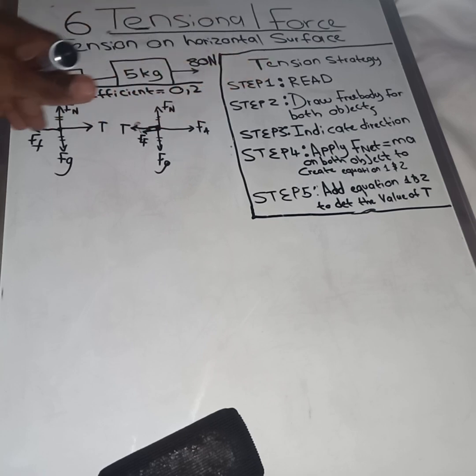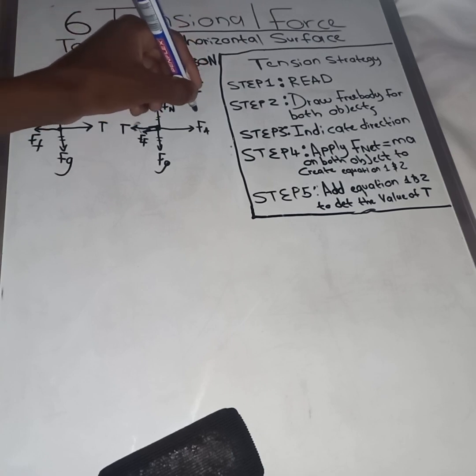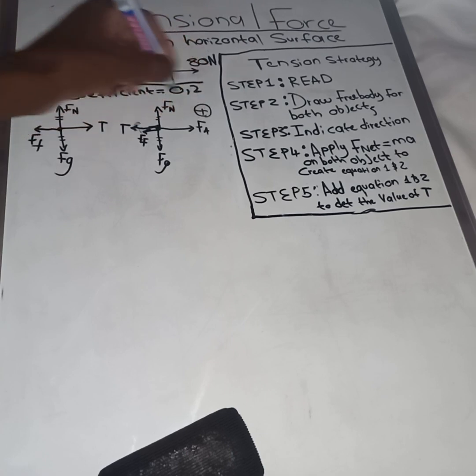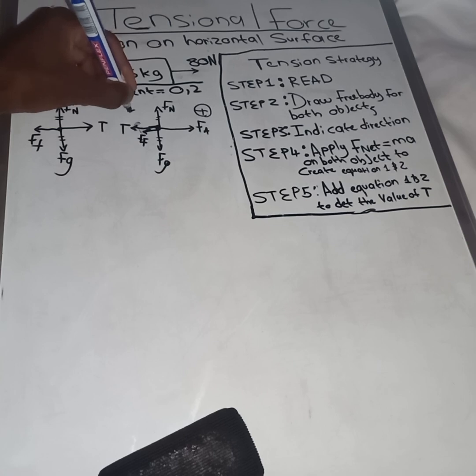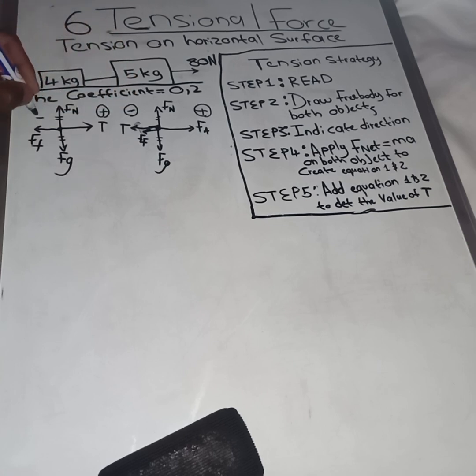So we are not going to include vertical forces. We are only going to deal with what? With horizontal forces. So we have to indicate direction, step number 1. We are going to take east as positive, therefore west is going to be negative. East as positive, west is going to be what? Negative. Apply F net equals ma.